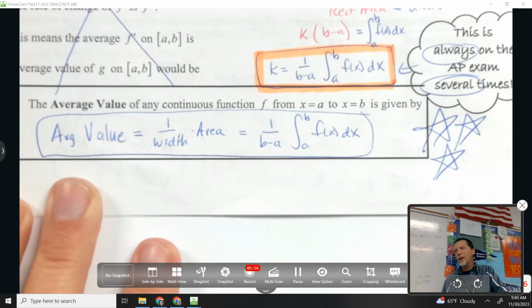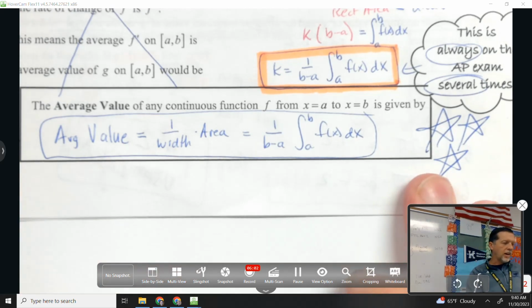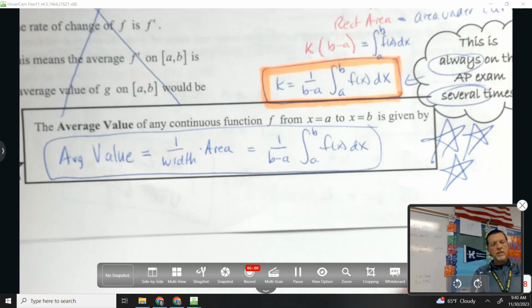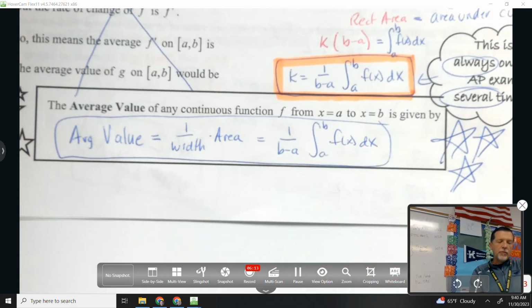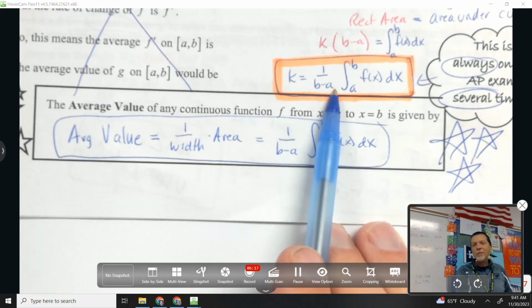Super important, you've got to know that formula: 1 over b minus a times the integral from a to b of f of x dx. It tells you the average value, the average height of the function. Okay, so before we move on, it's not difficult, you just have to remember it.